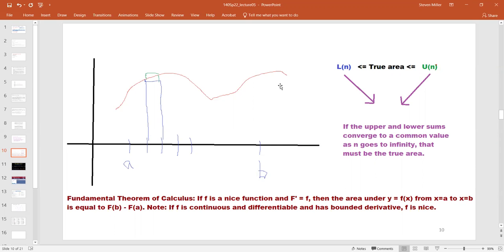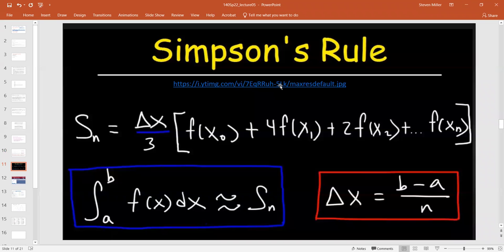Sometimes what people do is they take the average of the value of the left and the right end point. And then there's something else you can do called Simpson's rule. Simpson's rule is not really covered that much. I was actually working with a student this summer, and Mathematica was not giving the right answer for some double integrals. And so we actually had to encode Simpson's rule to evaluate this. This is a better formula.